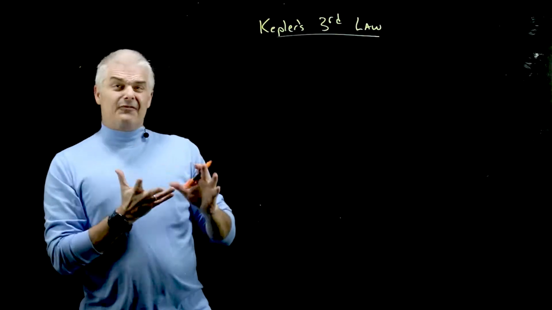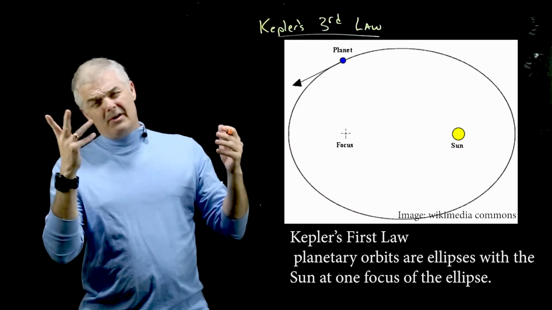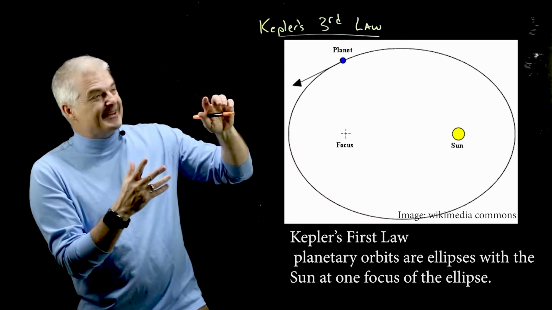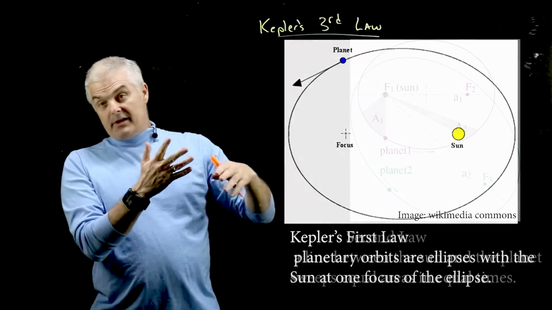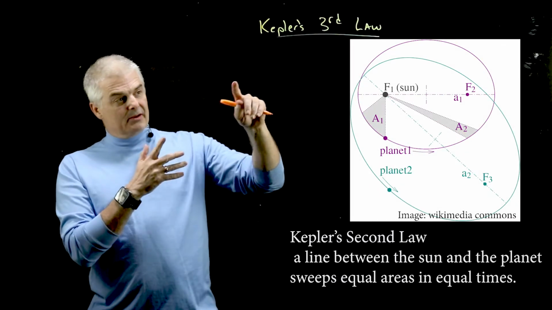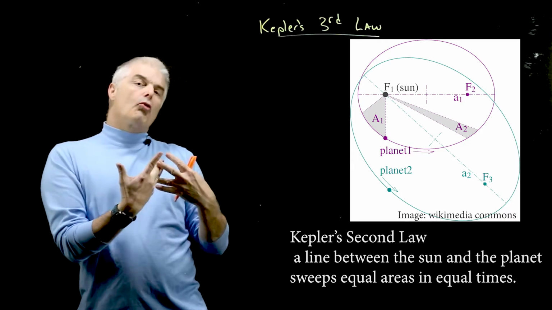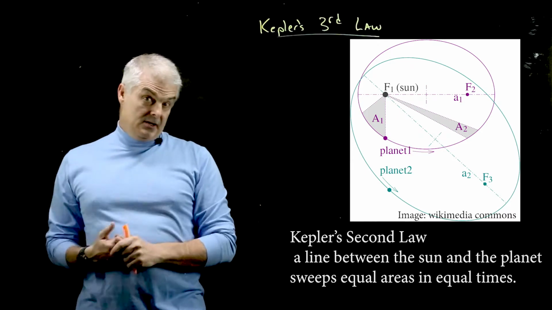We've learned about the first two of Kepler's laws. Remember, the first one is that things orbit in an elliptical orbit, and number two, the law of equal areas. And Kepler's third law has to do with how long the orbital period is. So let's get at it.